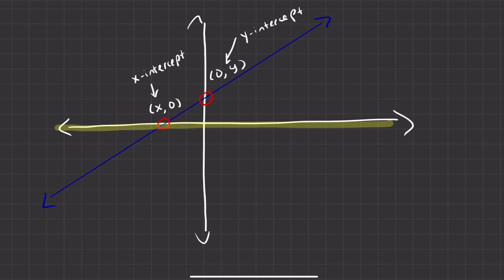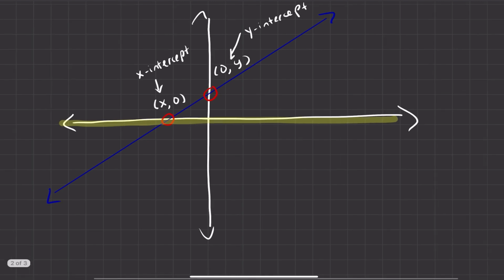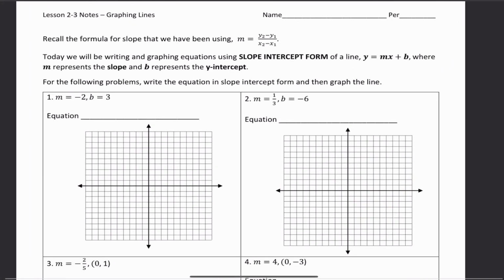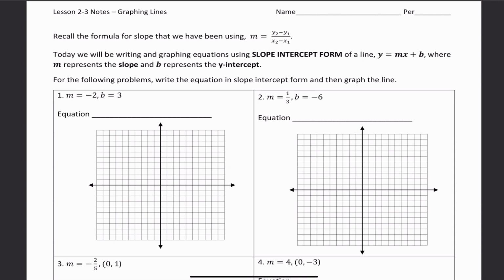Okay? So these are two important things that you should already know in Algebra 1. Okay, so let's go ahead and look at the notes for today. 2-3, graphing equations of the lines. Recall that the formula for the slope that we have been using, where we say that m is equal to y2 minus y1 over x2 minus x1. And this is essentially the rise over the run, okay?